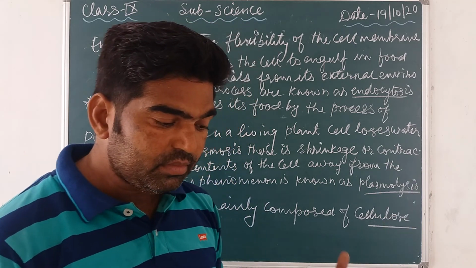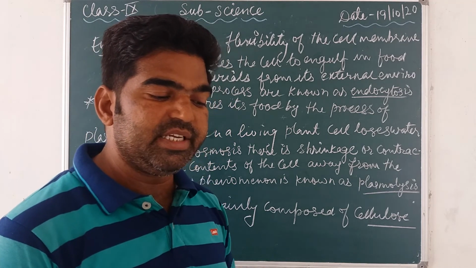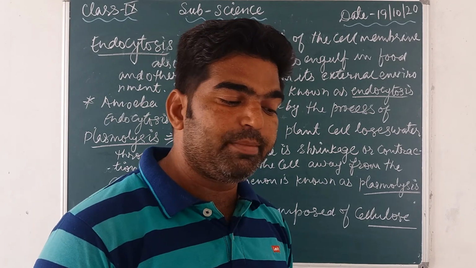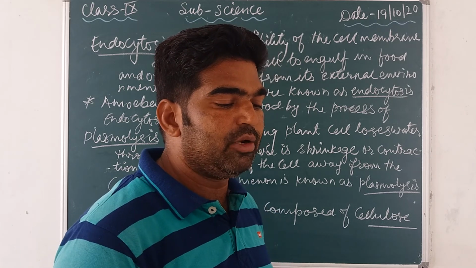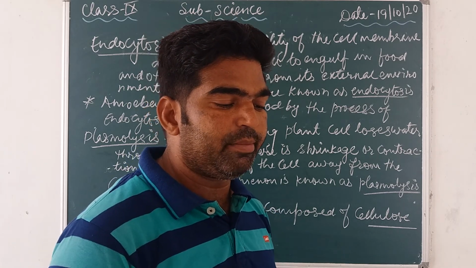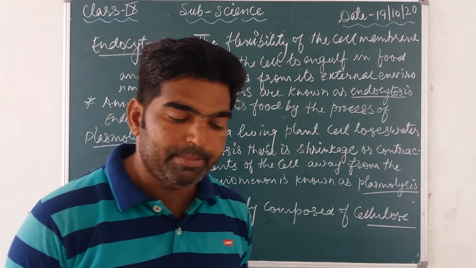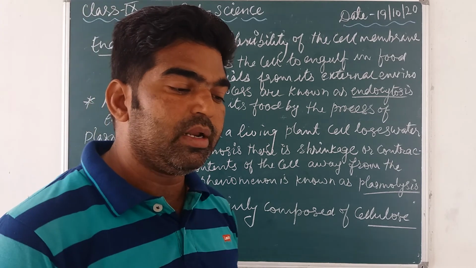Okay. So a plant cell, in addition to the plasma membrane, has another rigid outer covering called the cell wall. The cell wall lies outside the plasma membrane. The plant cell wall is mainly composed of cellulose, and cellulose is a complex sugar that provides structural strength to the plants. Okay, so this is about the cell wall.